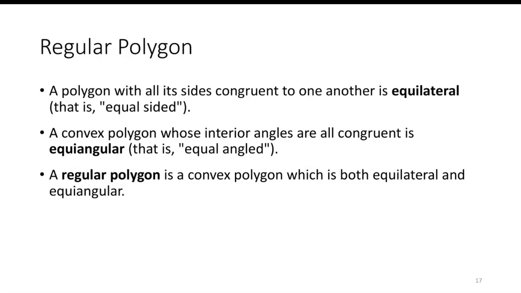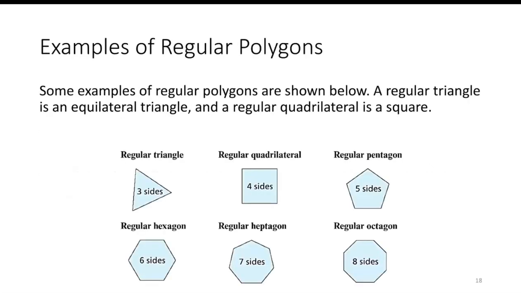A regular polygon is a convex polygon which is both equilateral and equiangular. So some examples of regular polygons are shown here. A regular triangle is also called the equilateral triangle, and a regular quadrilateral is also called the square. Beyond that, we just say regular pentagon, regular hexagon, regular heptagon, regular octagon, and so on.